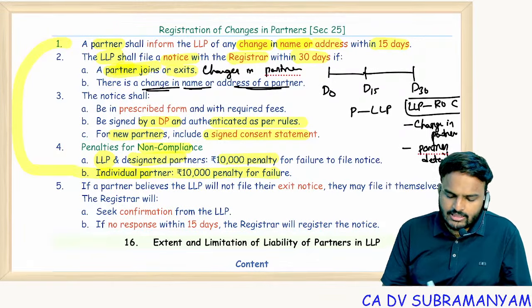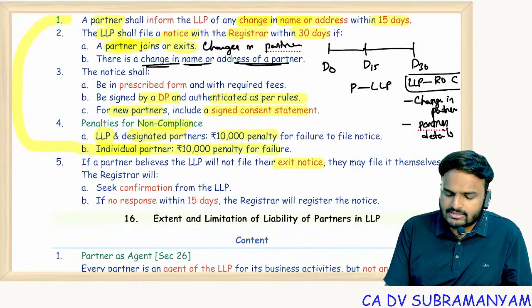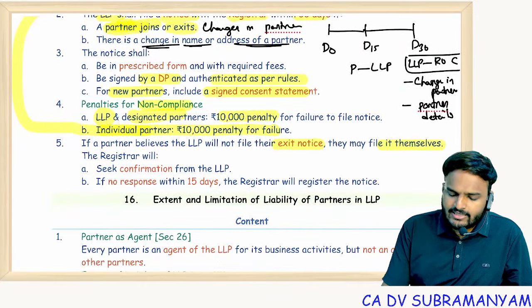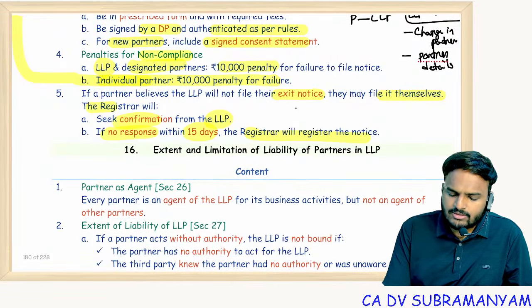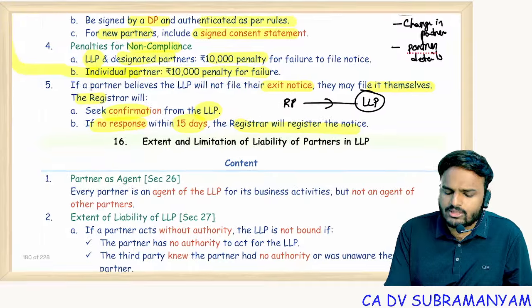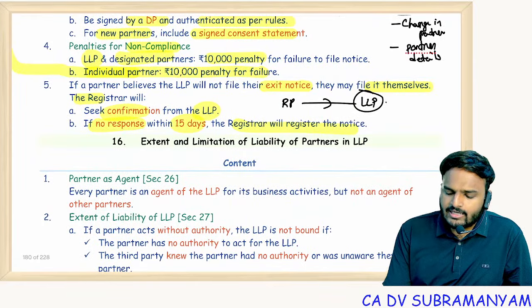If a partner believes the LLP will not file their exit notice, they may file it themselves. The Registrar shall seek confirmation from the LLP. If there is no objection within 15 days, the Registrar will register the notice. So simply, the retiring partner first will give notice to the LLP: I am retiring from the LLP. The LLP has to communicate the same with ROC within 30 days.